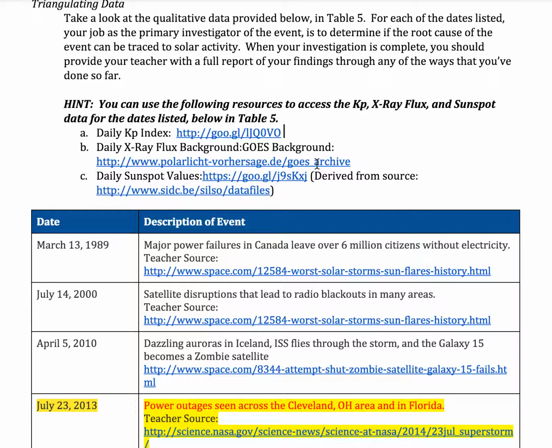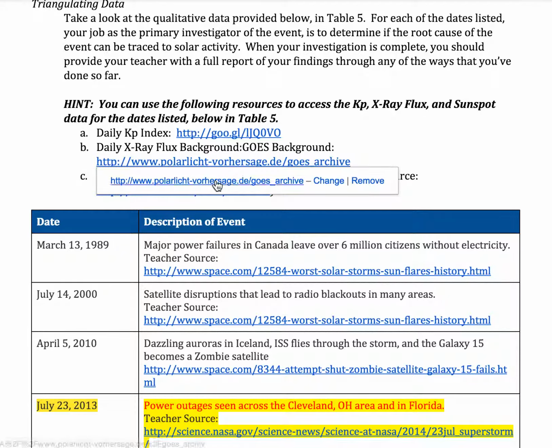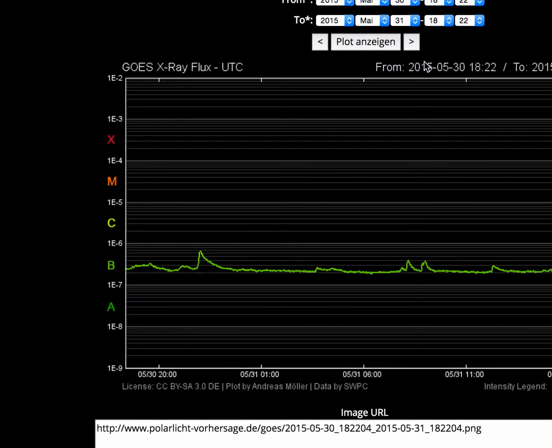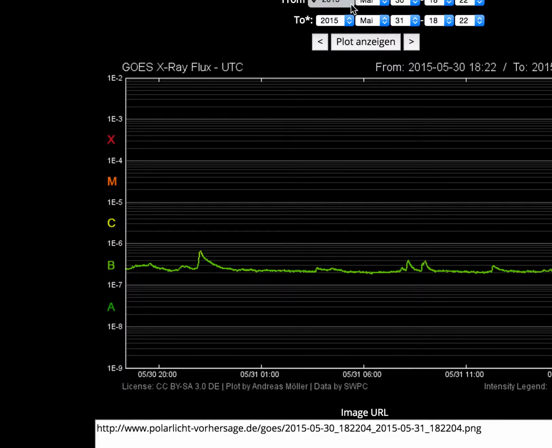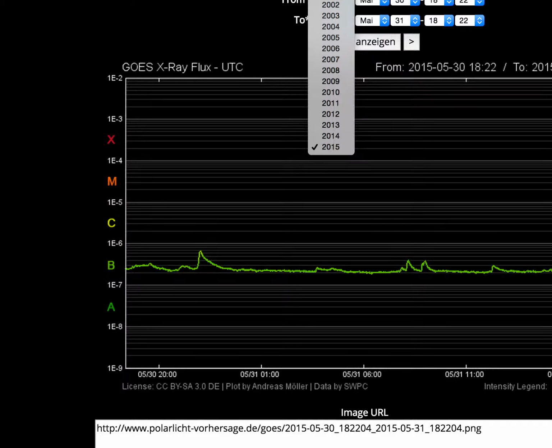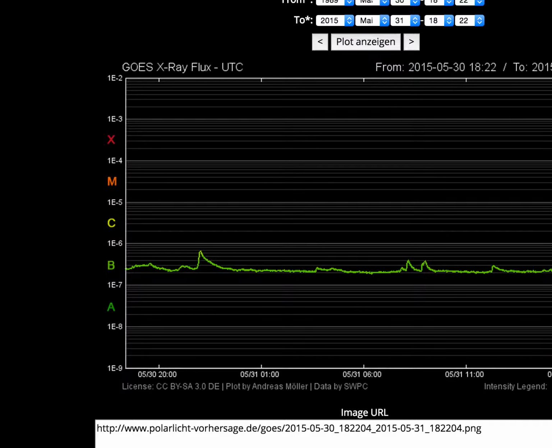So for that same date, March 13th, 1989, we're going to go out to an actual Danish site. And when we go to this Danish site, this is the data that's going to be from the GOES satellite. I always like to choose a date that's a day or two before. So we know we're looking for March, again, the 13th.